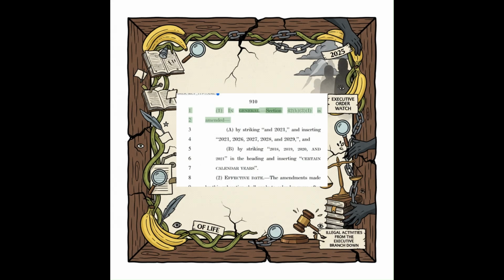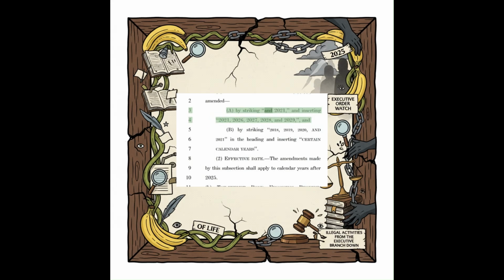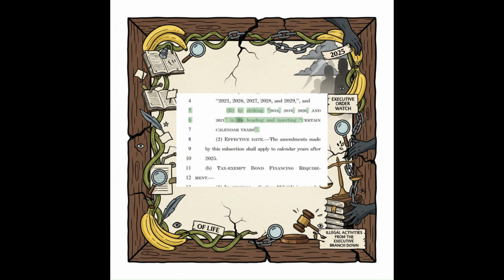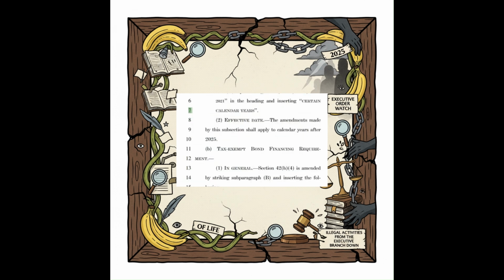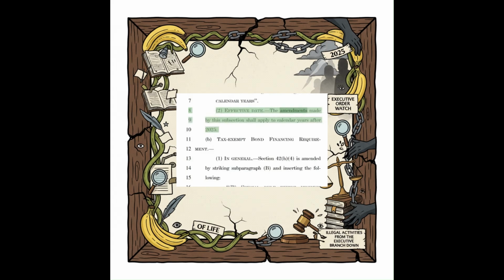In general, Section 42 is amended by striking 2021 and inserting 2021, 2026, 2027, 2028, and 2029, and by striking the word in the heading and inserting the new word. Effective date. The amendments made by this subsection shall apply to calendar years after 2025.